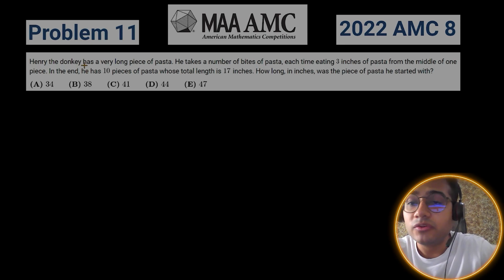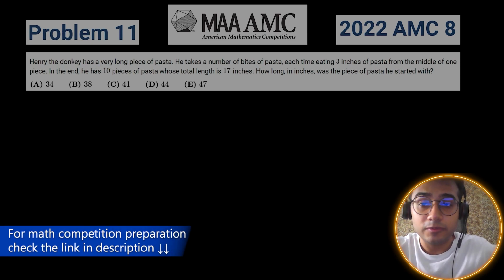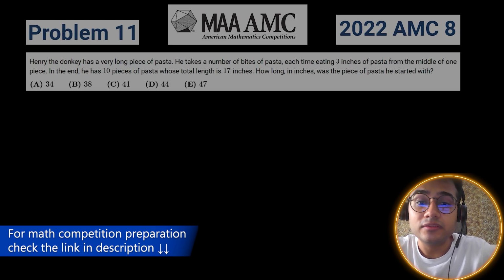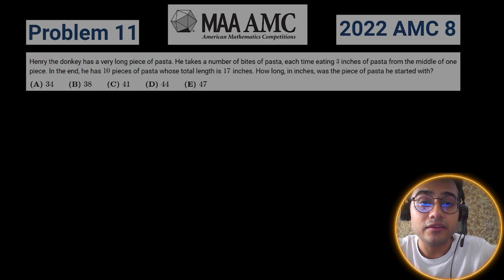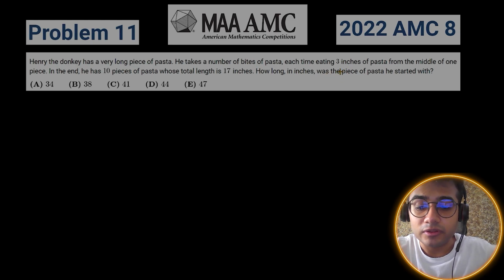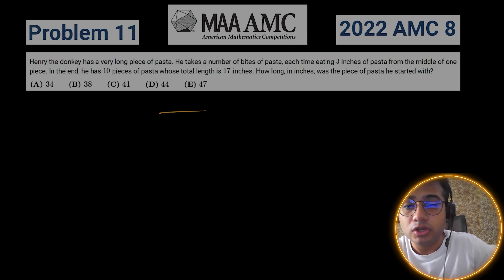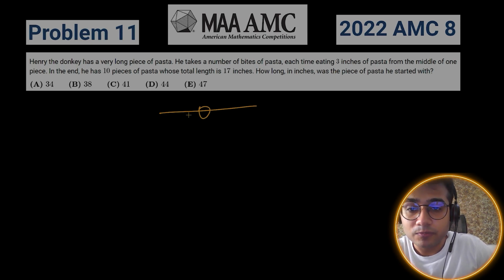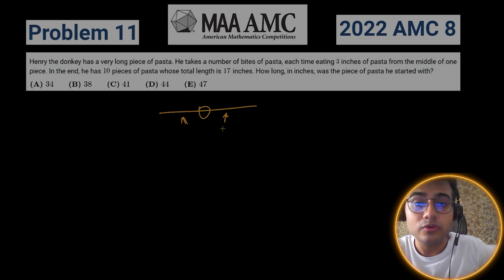Okay, in this problem, Henry the donkey has a very long piece of pasta. At the beginning, it's one single piece, and he takes a number of bites from the pasta, and each time he eats 3 inches from the middle of one piece. Eating from the middle will break it down into 2 pieces, right? At the end, he has 10 pieces whose total length is 17. We want to find out how long the initial piece of pasta was.